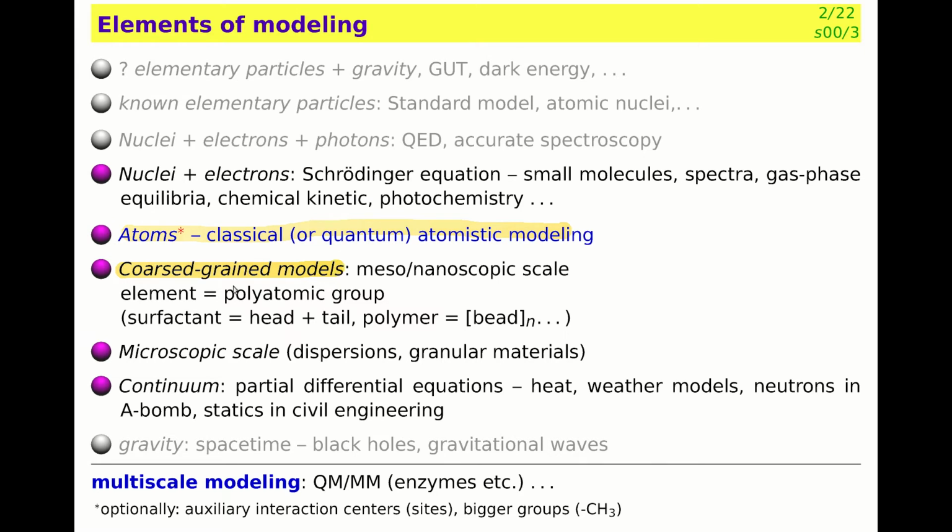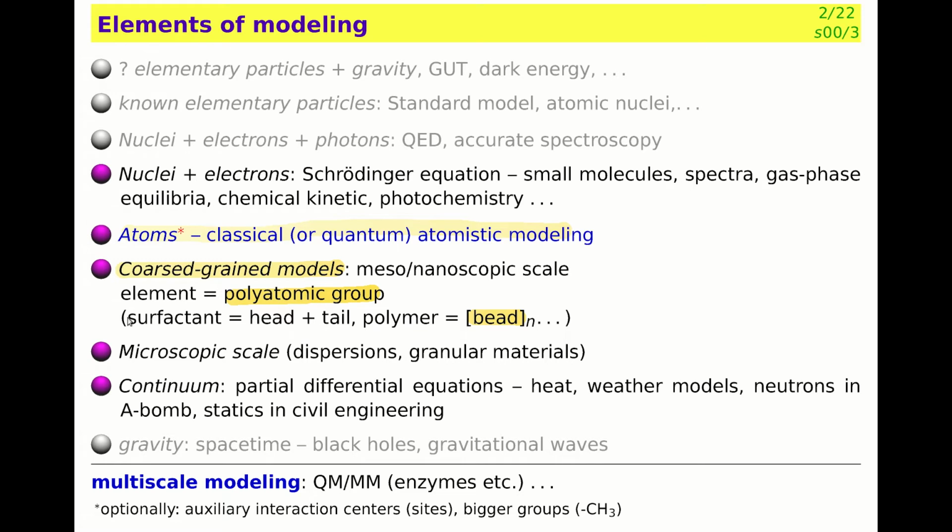At the simplest level, we can have, for example, a polymer and one bead will be one element. It will maybe be a sphere or ellipsoid or something like that. At another level, a polyatomic group of certain properties, for example, a dipole moment and so on, is described by one element.